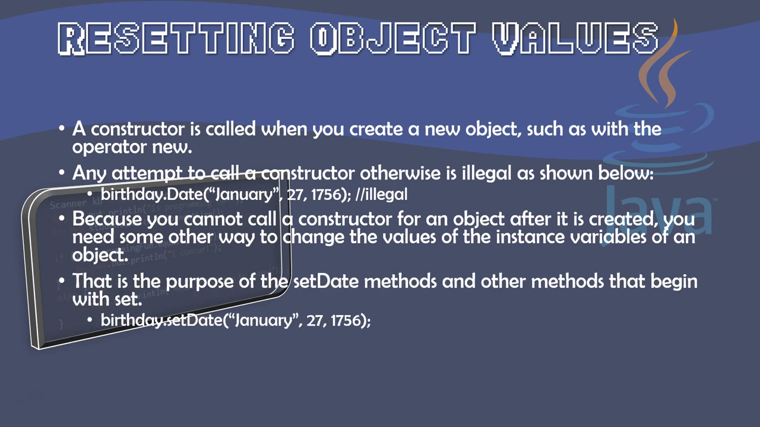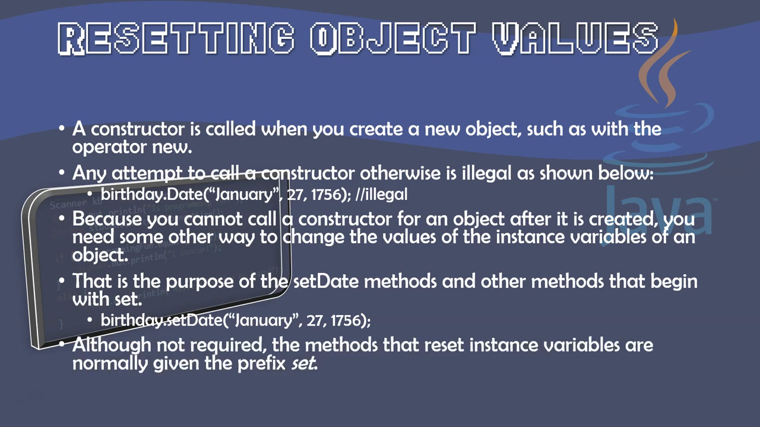Well, the purpose of the setDate methods and other methods that begin with set is to fulfill that purpose. So birthday.setDate("January", 27, 1756). Again, those mutator methods are there for a reason. And although it's not required, methods that reset instance variables are normally given the prefix set because it's a common convention for us to know, oh, these are the ones that change the value. Whenever we see those set methods, again, we talked about them being mutator methods, allowing us to change variables. The same thing happens here for constructors because constructors, remember, are there to initialize it. And once those objects exist, we can then treat them as if we've been doing them any other way.